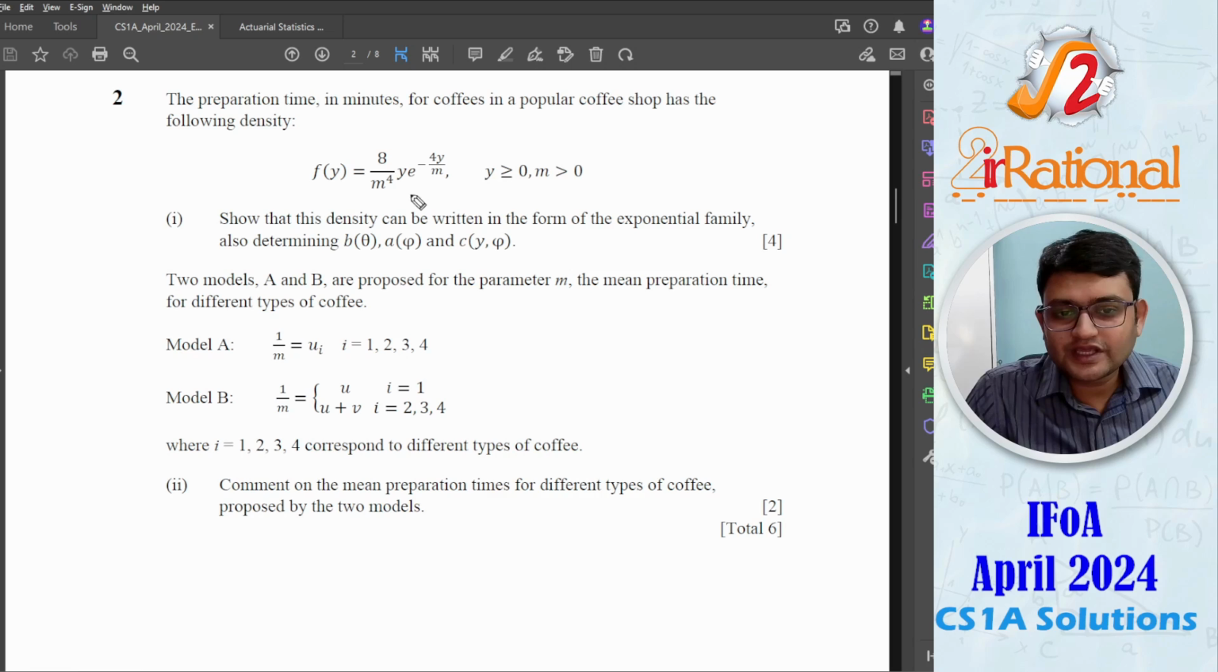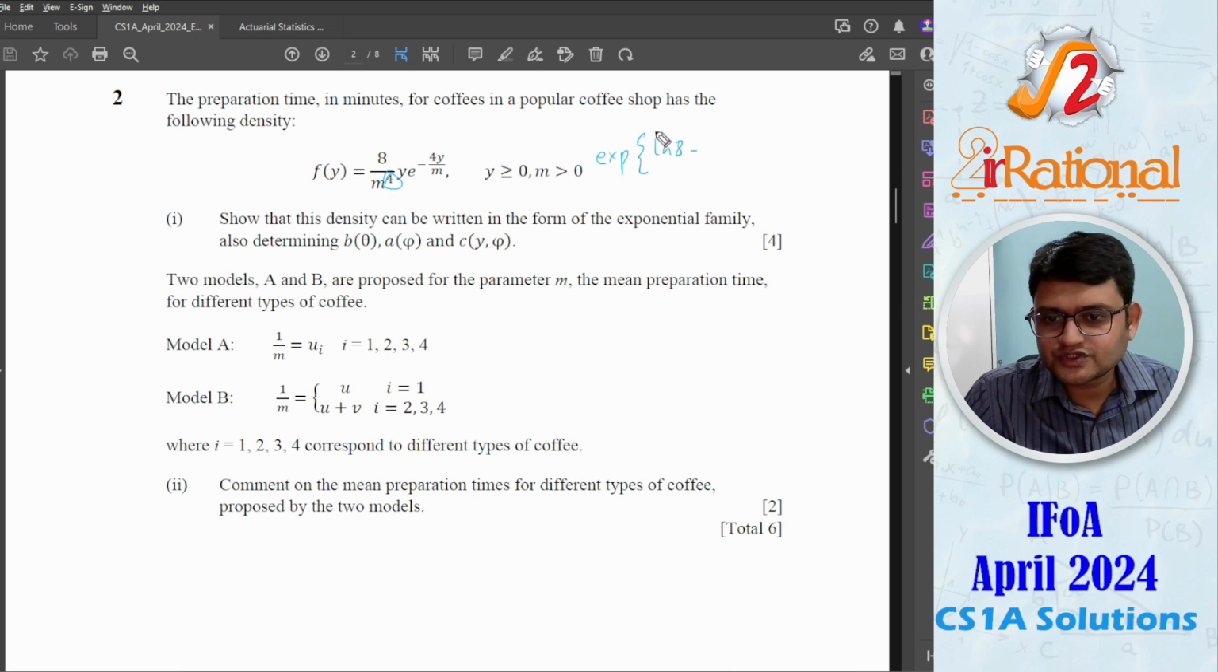First thing, you will put exp everywhere. So you have log 8 minus log m raised to 4, where raised to 4 comes out. So I'll have 4 log m. You have log y, this will be plus, and then minus 4 y by m.